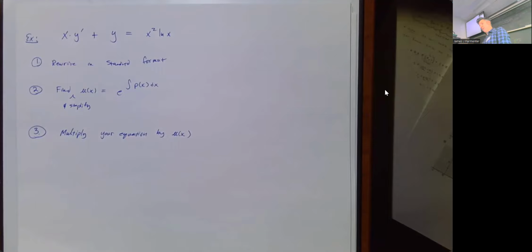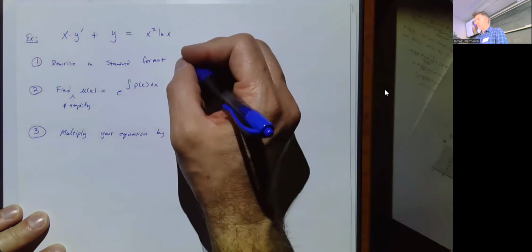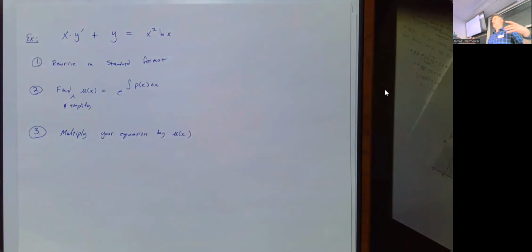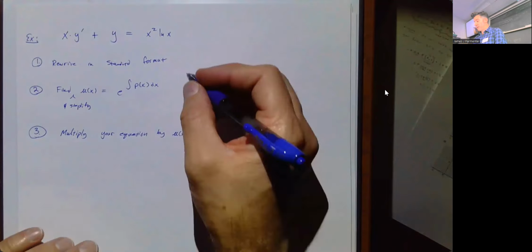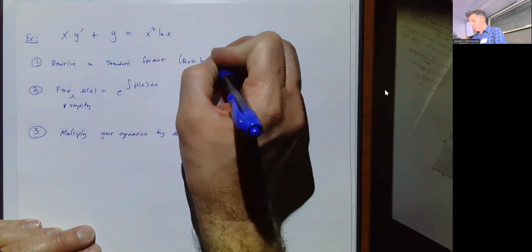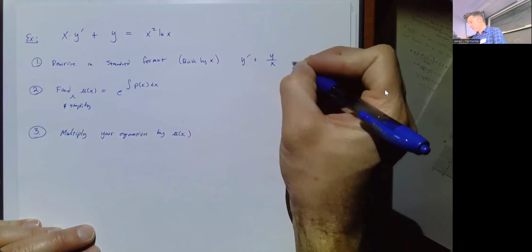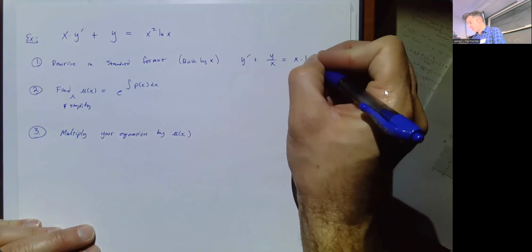Okay, it's been 3 minutes. So to rewrite in the standard format, in this problem, it's always isolating y prime. So you're just doing either multiplying or dividing by whatever you need to get y prime by itself. Here we're going to divide everything by x. Divide by x, and we're going to get y prime plus y divided by x equal to x times natural log of x.